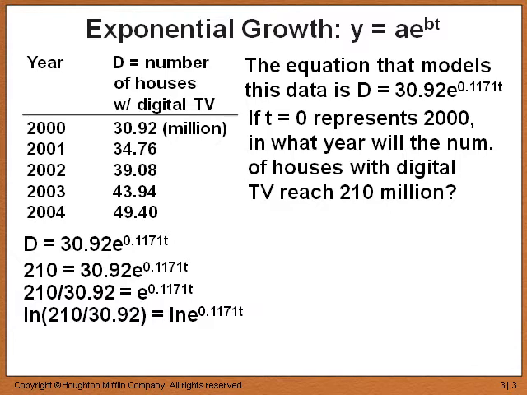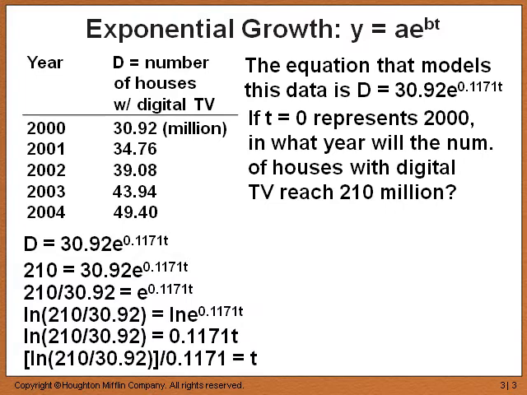So continuing now, we just take the ln of both sides, because we want to get the variable by itself, get rid of the e. And we end up with ln of 210 over 30.92 equals 0.1171t. Divide both sides by 0.1171. And we end up with 16.36 equals t.